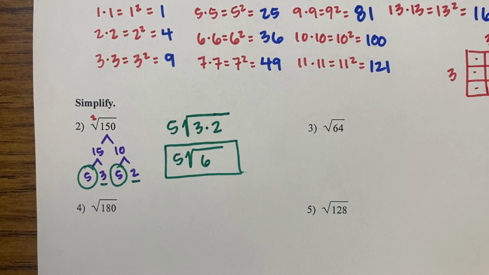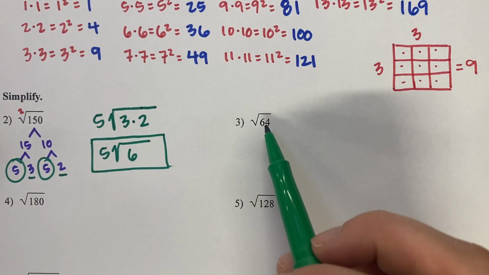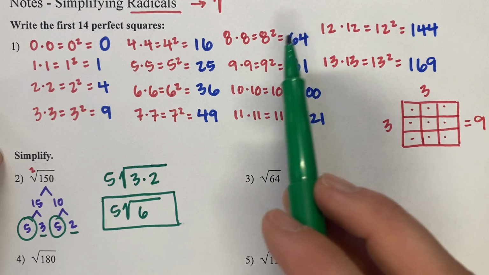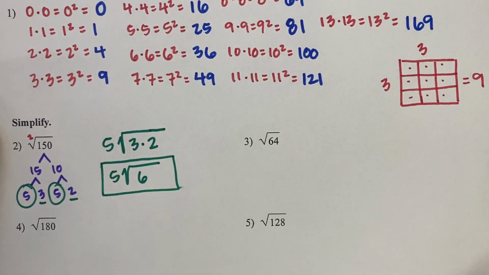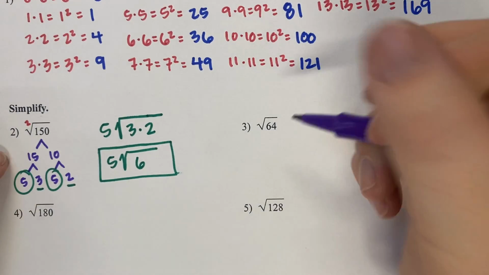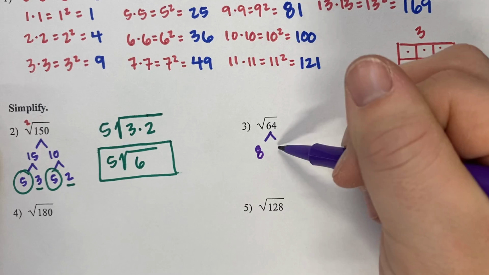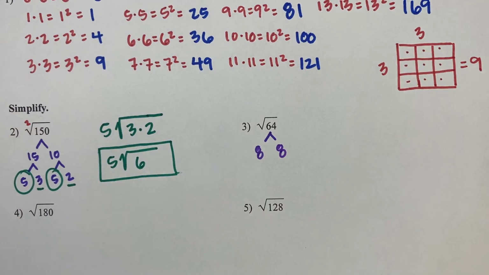Okay, beautiful. Let's look at number 3. Okay, first thing I see is that 64 might look familiar. This is on our list, okay? But if you didn't quite remember that, that's okay. We can still break it down, okay? But you might remember that 64 can break down to 8 times 8. This is where it becomes a perfect square because nothing is left inside the radical.